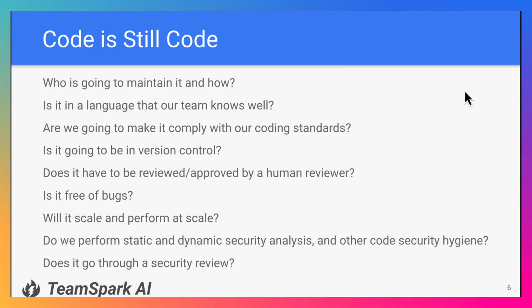Are you going to require human review and approval? Are you going to look at it for bugs, performance, scale? Are you going to do static and dynamic security analysis and other things you might do in CI/CD? Security reviews, there's 100 things more than this. Once something becomes code, we have ways of handling and managing code, and those ways have to apply to this code also if you're going to use this mechanism, which I think is a problem.